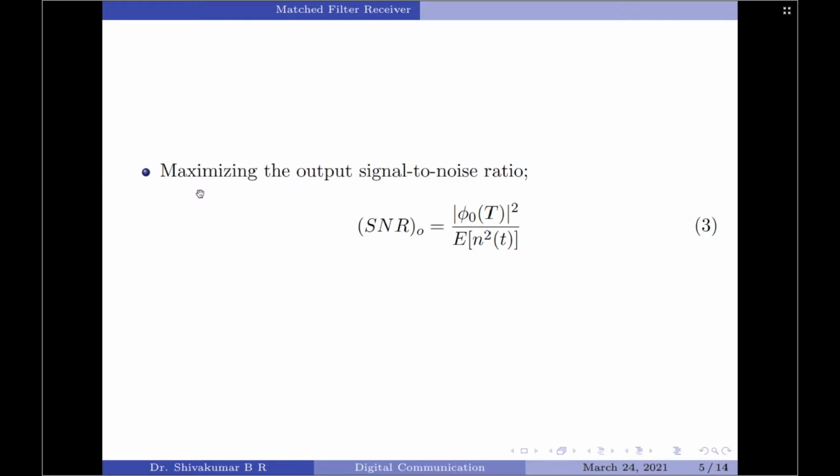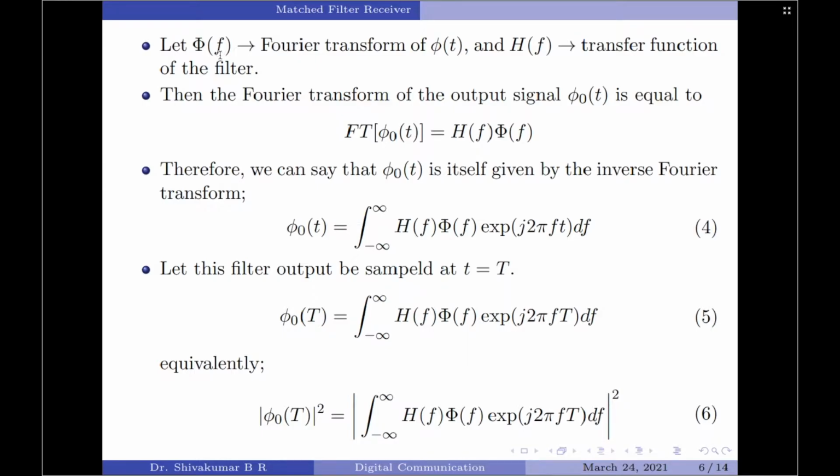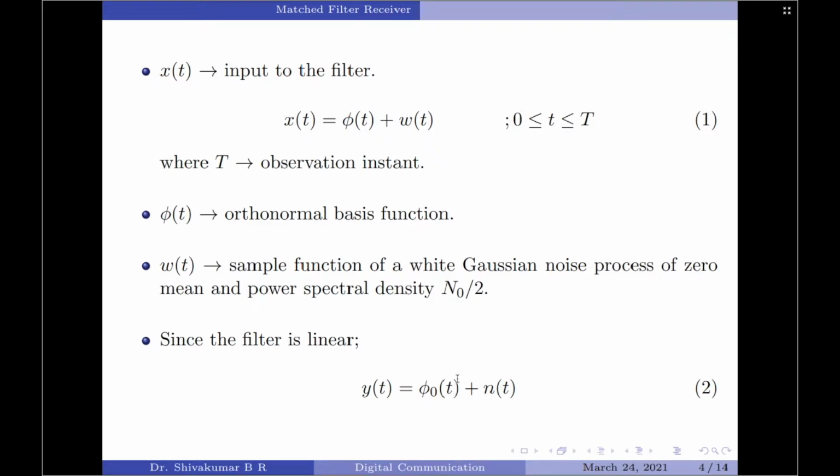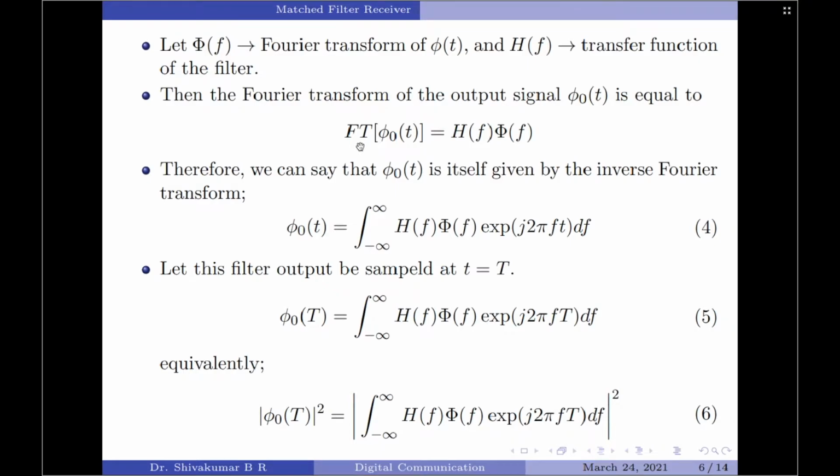Let us now move on and define the Fourier transform pairs of the input signals. Let capital phi of f represent the Fourier transform of the input signal phi of t and capital H of f represent the transfer function of the filter. Then the Fourier transform of the output signal phi naught of t. Let us come back and see what is phi naught of t. You see, phi naught of t is the output component of the filter which is produced because of the known component at the input signal. So the Fourier transform of the output signal component phi naught of t is equal to H of f multiplied by phi of f.